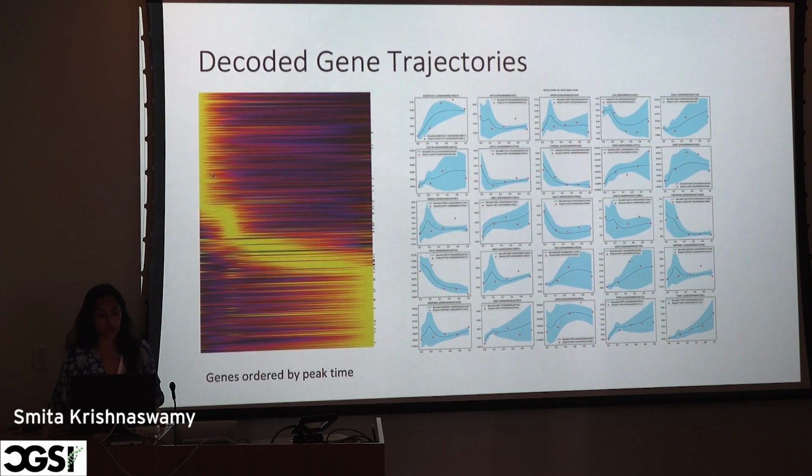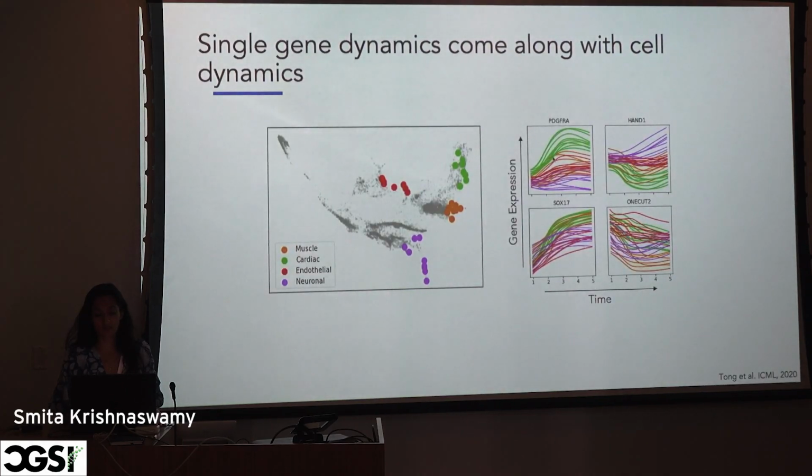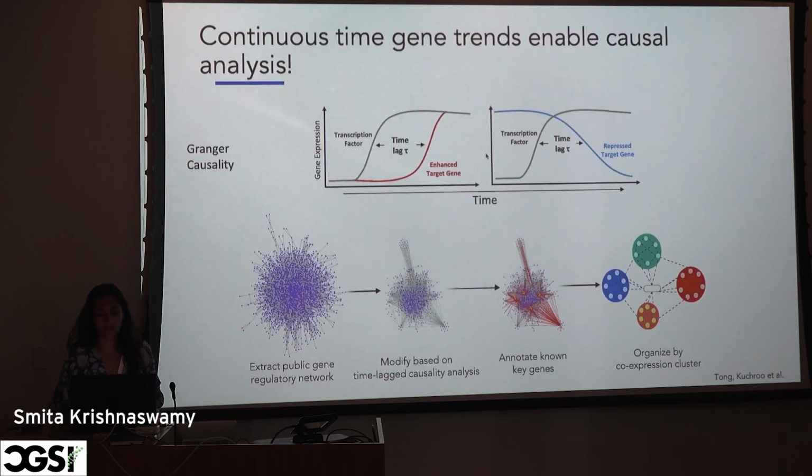So here, what we're doing is we're ordering genes by peak time, like when they come up. So what you see is that here are the genes that come up first, here are the genes that come up next, here are the genes that come up later, and you can have a full time trend for each of these genes in each of these trajectories. So you have these different trajectories here that go to different time points. You can group the trajectories and you can understand that.